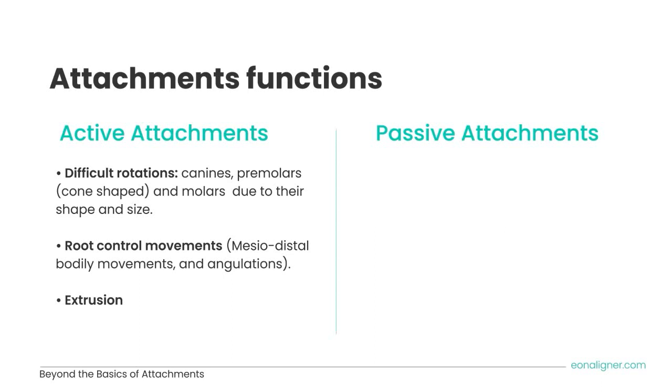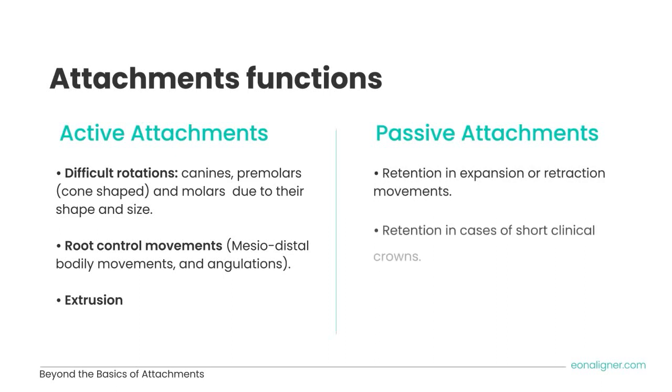Remember that aligners cover the crown part of the tooth only, so to control the movement of the root, we need an attachment to create a counterbalancing force to control root movement and minimize tipping. And, of course, with extrusion movements. Passive attachments are used for retention. Examples include in expansion or retraction movements, and in cases of short clinical crowns.